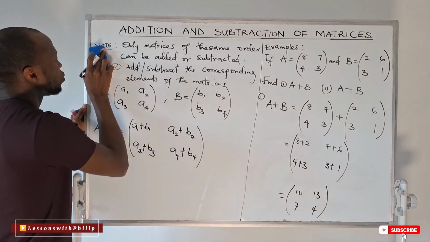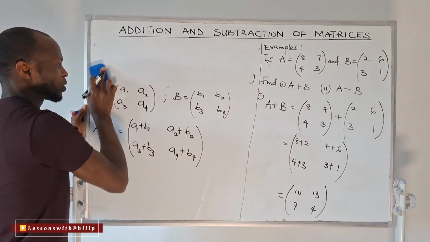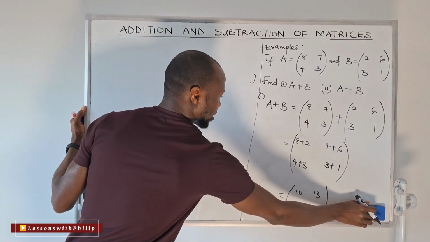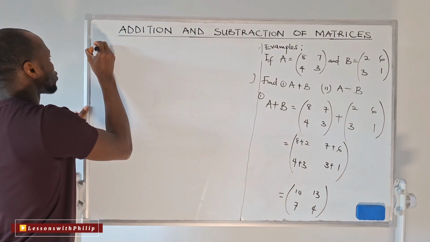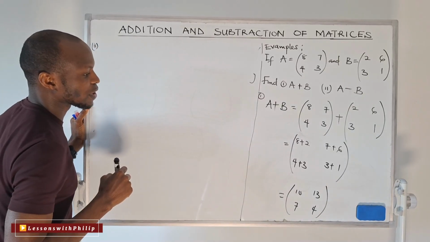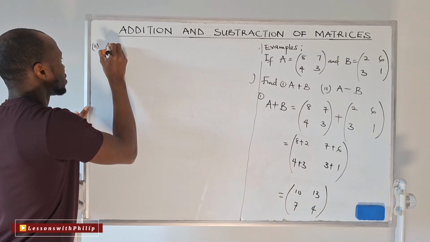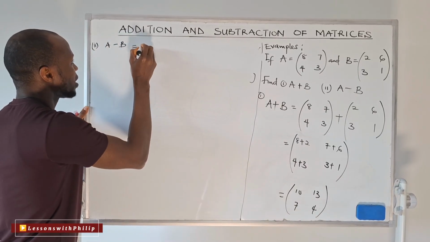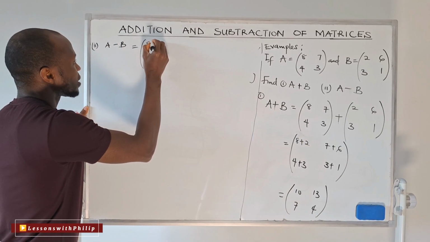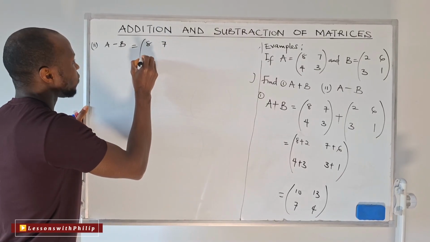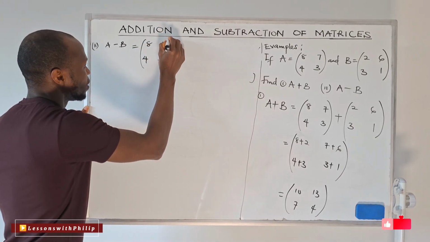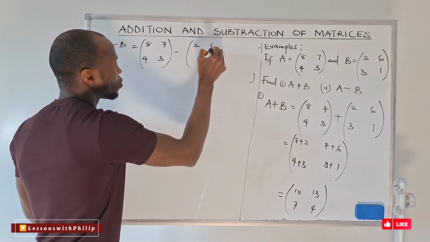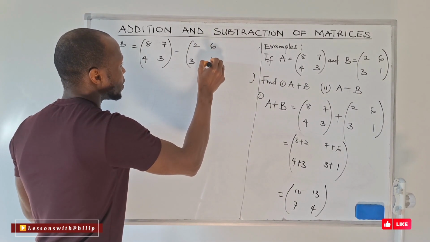Okay? Let's go to the second question. We have a lot to discuss. Don't worry. We have many examples to do so that we understand it better. Now the second question says we should subtract matrix A from matrix B. What is my matrix A? My matrix A is 8, 7, and we have 4, 3, subtracted from matrix B, which is 2, 6, and we have 3, 1.